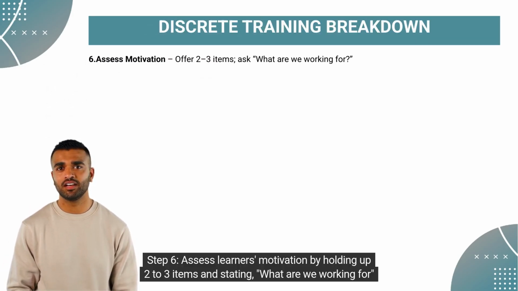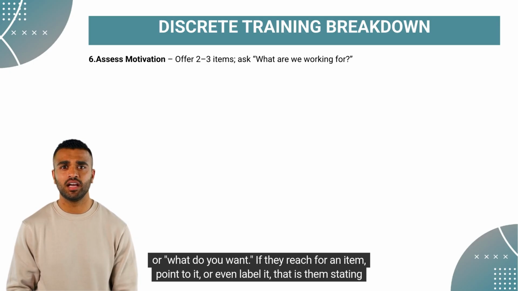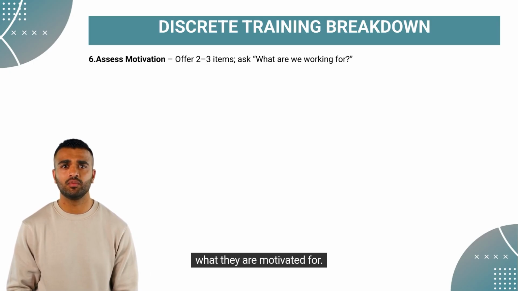Step 6: Assess the learner's motivation by holding up 2 to 3 items and stating, "What are we working for?" or "What do you want?" If they reach for an item, point to it or even label it. That is them stating what they are motivated for. Do not give them the reinforcer yet.